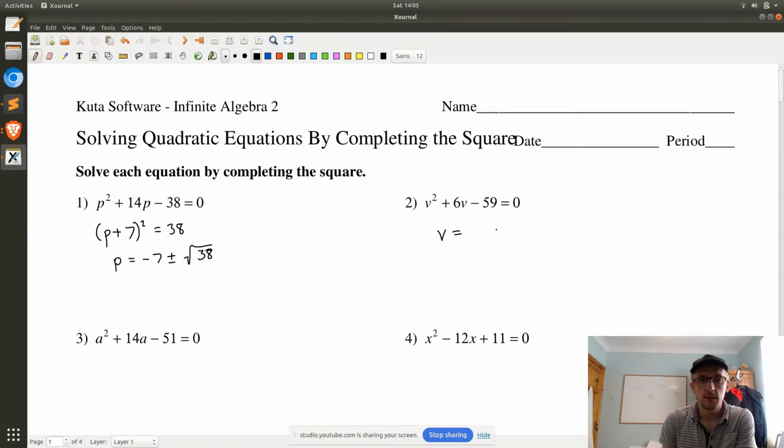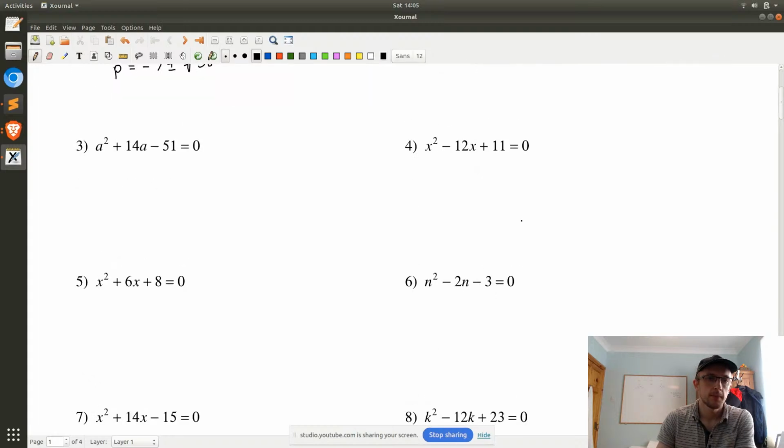59 on the right, v add 3 all squared on the left. So minus 3 plus or minus root 59. 51 on the right, a add 7 all squared on the left. So minus 7 plus or minus root 51. 11 on the right, x take 6 all squared on the left. So the square root of 11 plus the 6. So 6 plus or minus the square root of 11.